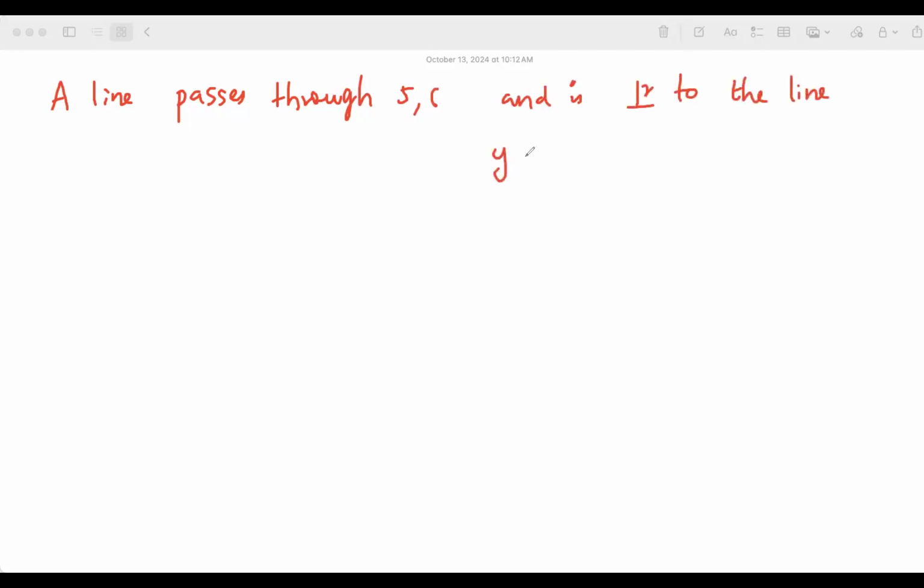Now, let me go ahead and ask you one more. A line, I'll do it if you don't understand yet, okay? Passes through (5, 6) and is perpendicular to the line y equals 2x plus 3. What is the equation of my line?